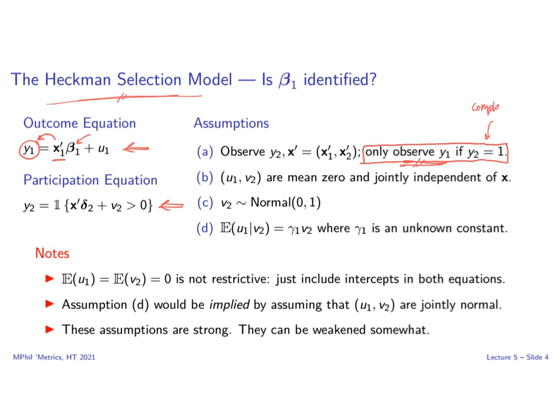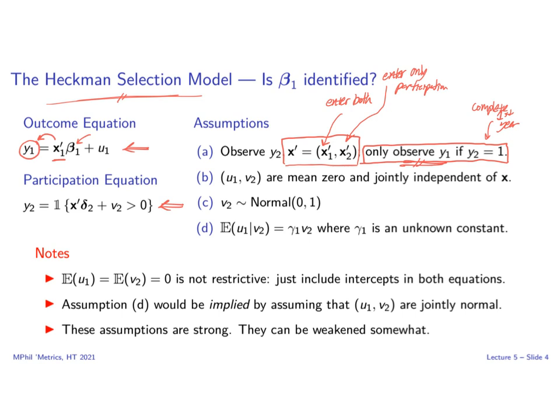The vector x with no subscript contains all the information that we can observe about candidates when they apply to the MPhil. The first component of x, which is labeled x1, contains those covariates that enter both the participation and the outcome equations, while the second component, x2, contains the covariates that enter only the participation equation. It's possible that x2 is empty.